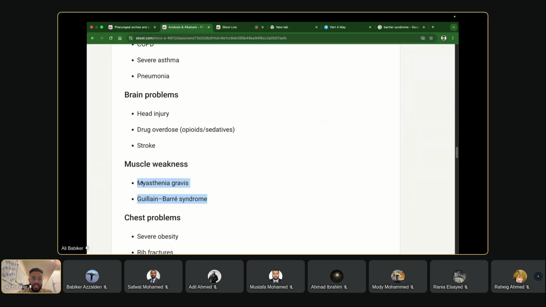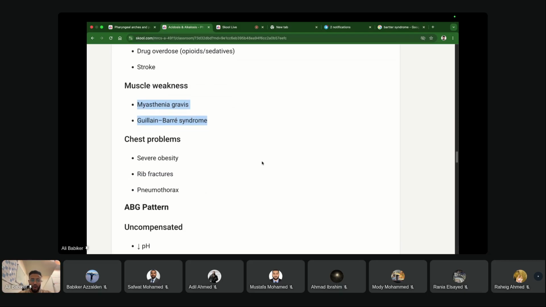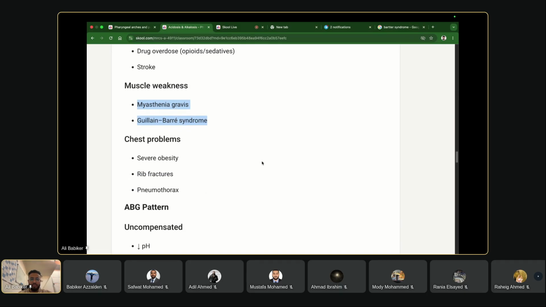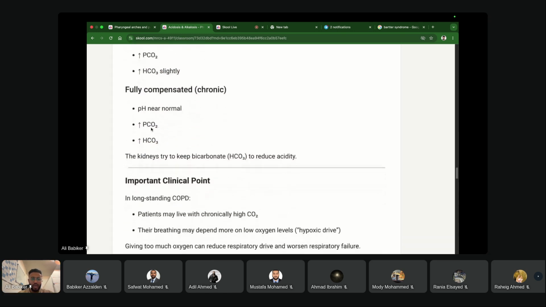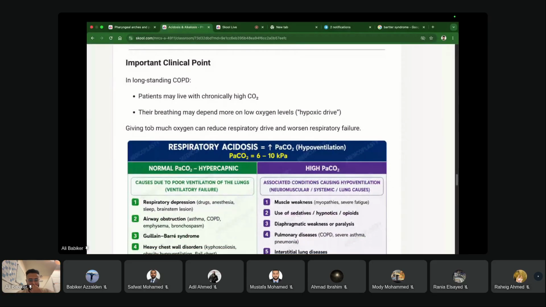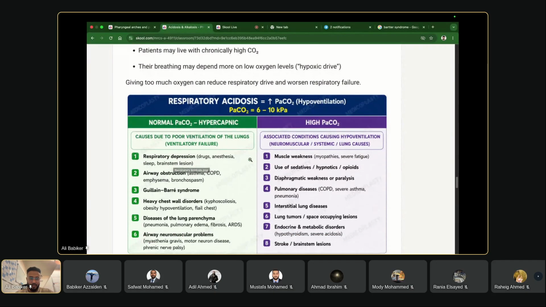The idea here, myasthenia gravis and Guillain-Barré syndrome, both of them lead to respiratory depression by affecting the respiratory muscle. You will not be able to breathe much. Chest problem, severe obesity, you won't be able to breathe much. Rib fracture, you won't be able to breathe much. Pneumothorax, you won't be able to breathe much. I already showed you the ABG for it. You can go to the table on top. All right, respiratory acidosis causes due to poor ventilation of the lung.